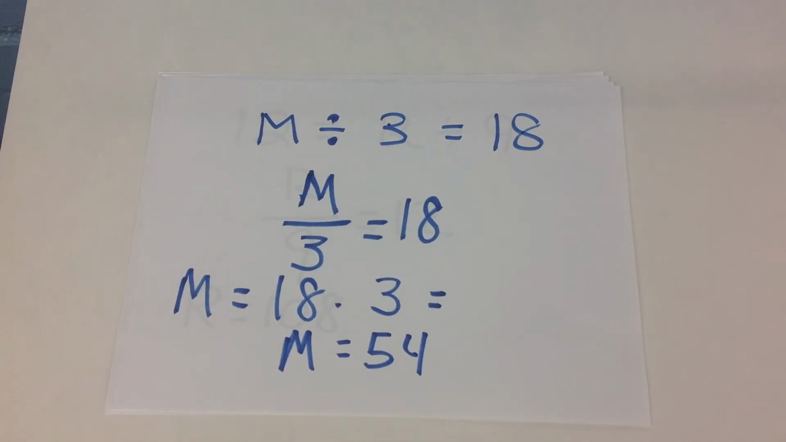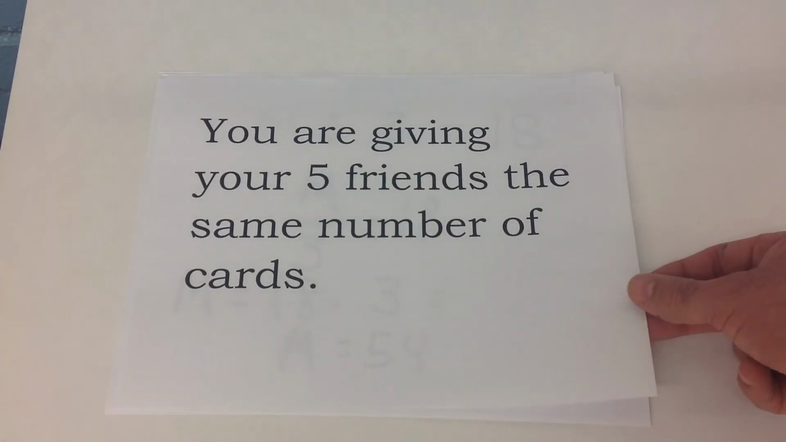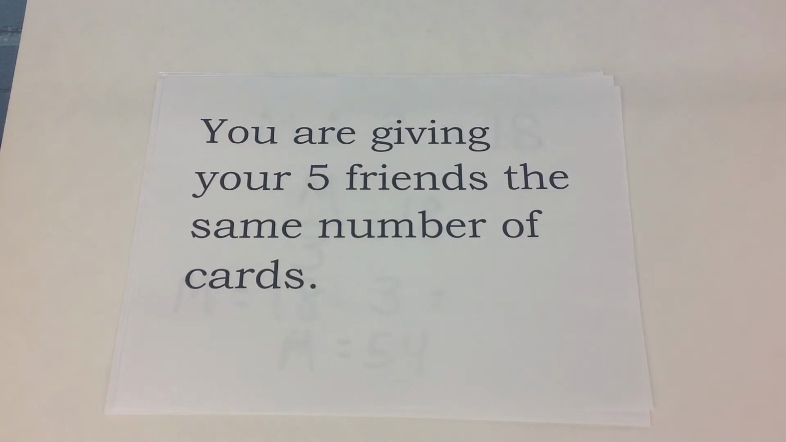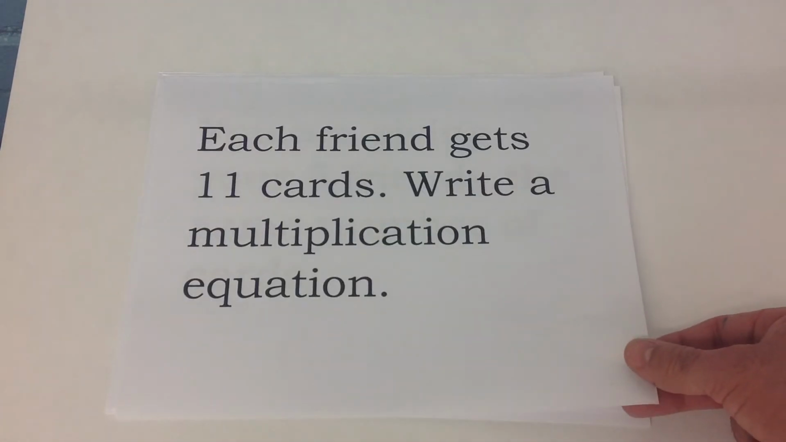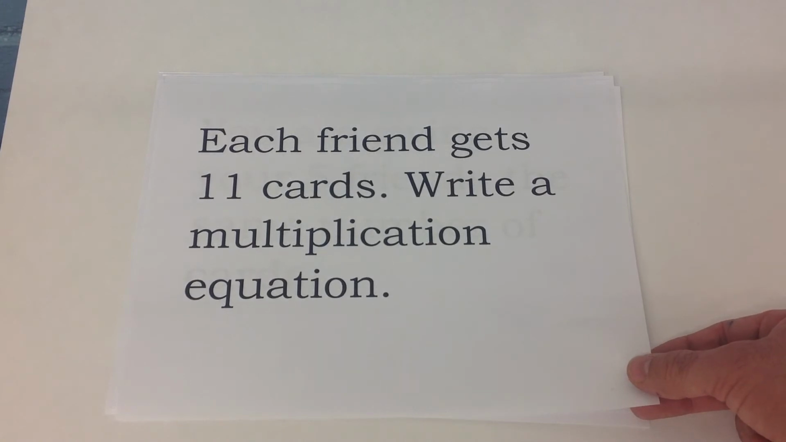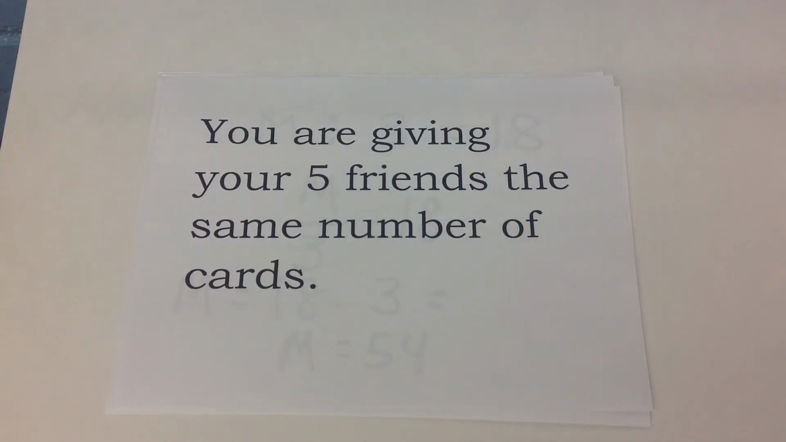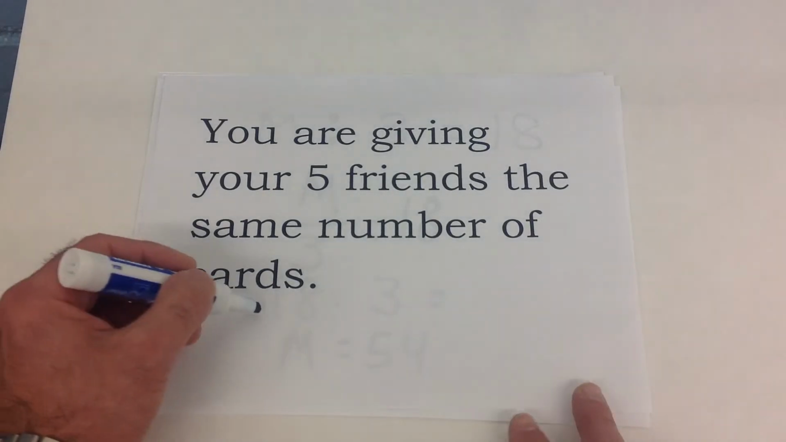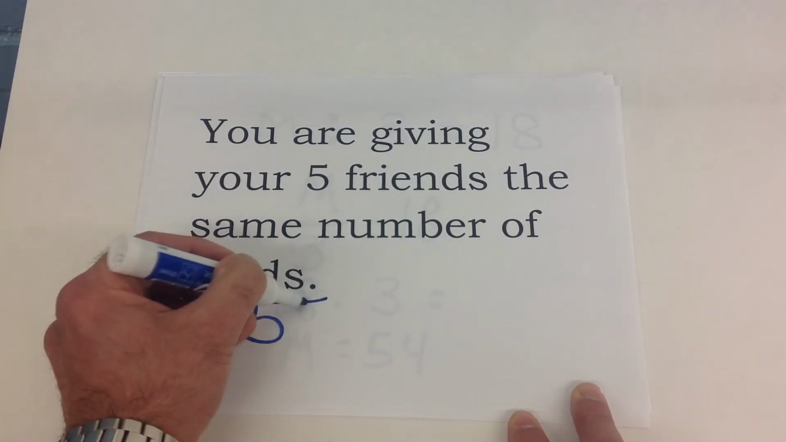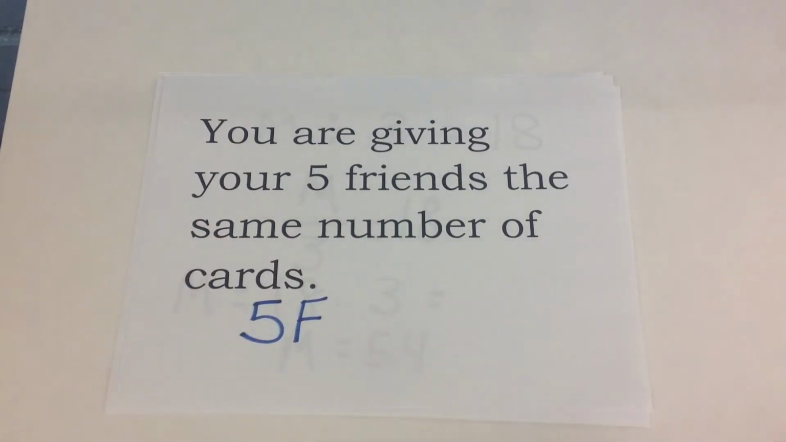Let's try a word problem now. You are giving your friends the same number of cards, and each friend gets 11 cards. So let's write a multiplication equation. How can we write a multiplication equation for this? You're giving your friends 5 cards, and they're getting the same number. So here's the 5 friends, and we can put F for friends, or any letter.